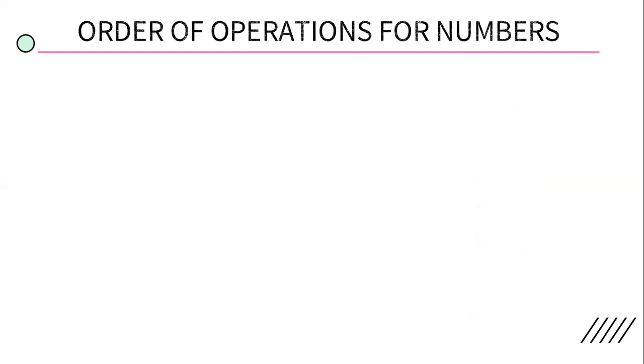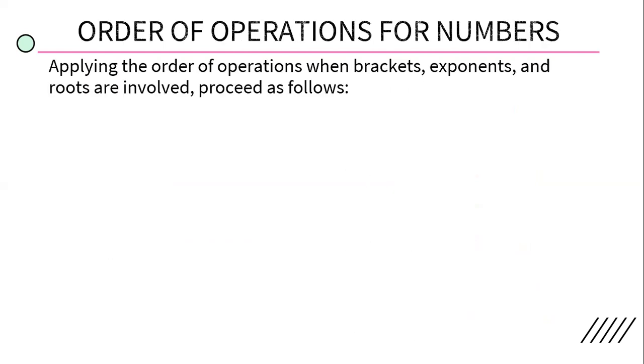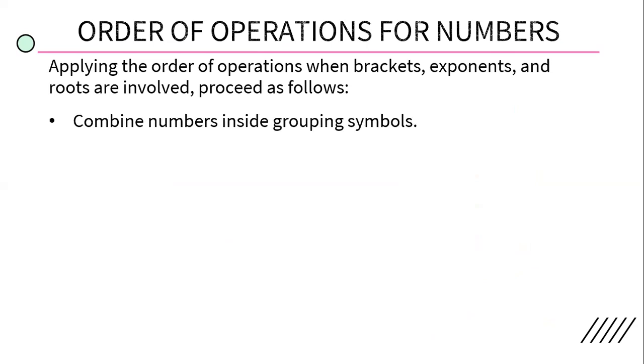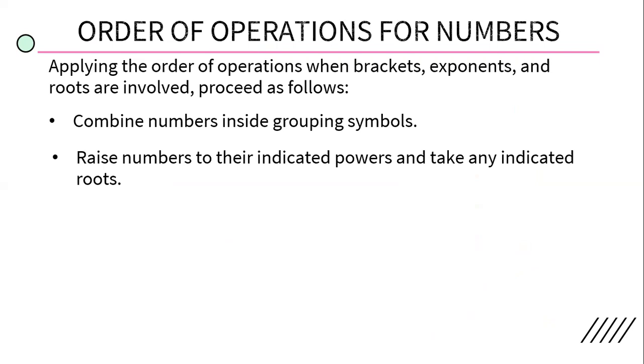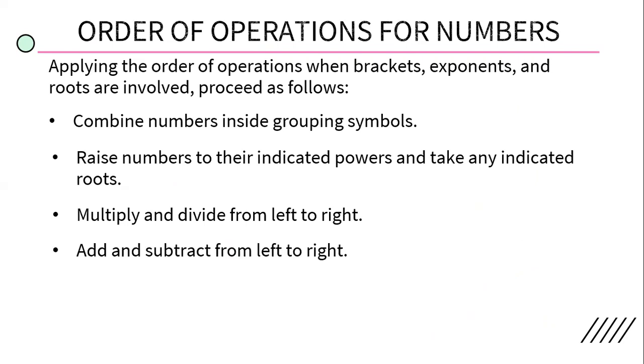Now we have the order of operations. Applying the order of operations when brackets, exponents, and roots are involved, we need to follow this. First, we combine numbers inside the parentheses, inside our grouping symbols. Then we raise numbers to their indicated powers and take any indicated root. We then multiply and divide from left to right. And then we do our addition and subtraction again from left to right.